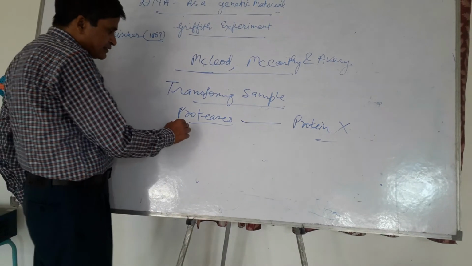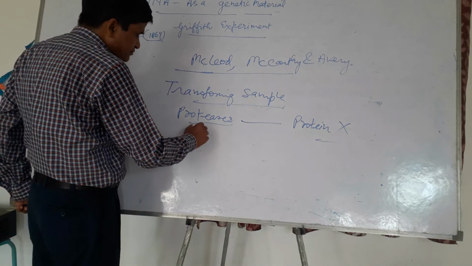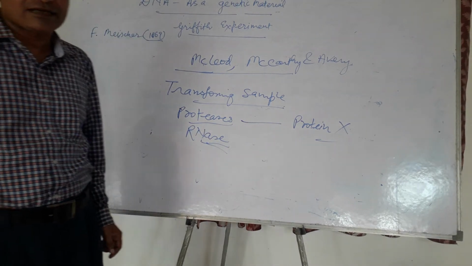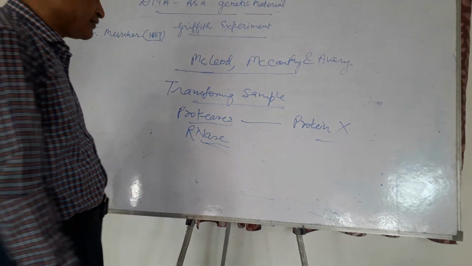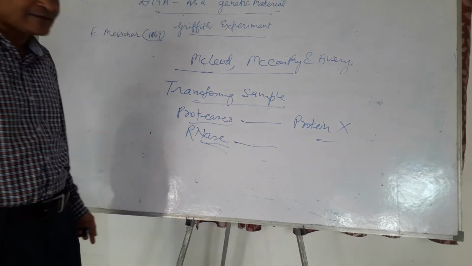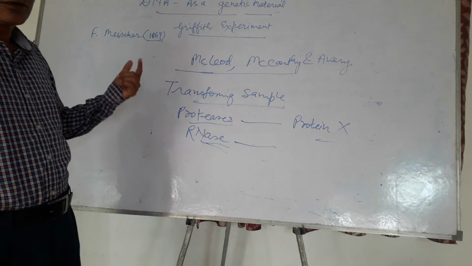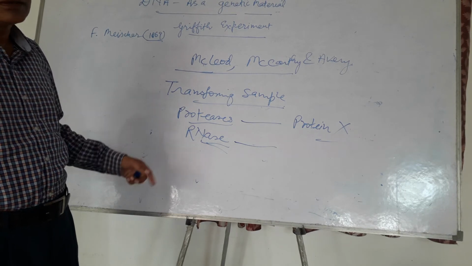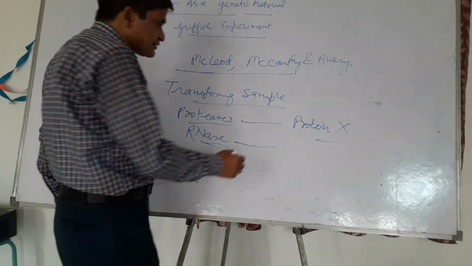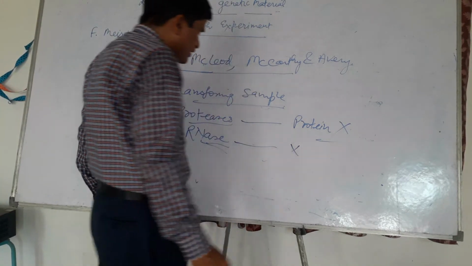In the second, they used RNases. RNases are the enzymes which degrade RNA. By the treatment with RNase, the transformation did not stop. So it was also concluded that RNA cannot function as a genetic material. So it was also discarded.